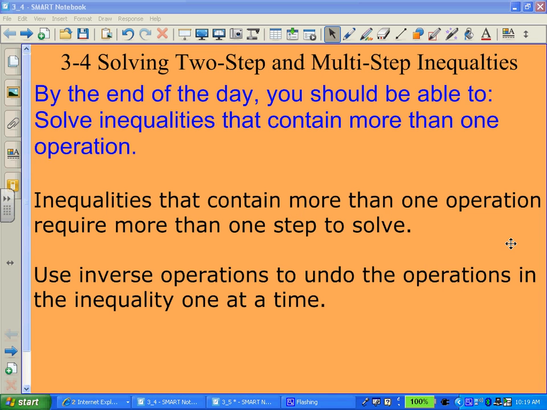Hey there, today is 3-4, solving two-step and multi-step inequalities. Now just like 3-2 and 3-3, this is very similar to how we solve two-step and multi-step equations. So just like equations, when you have more than one operation, you have to have more than one step to solve. And once again, we're going to use inverse operations to undo the operations in the inequality one at a time.